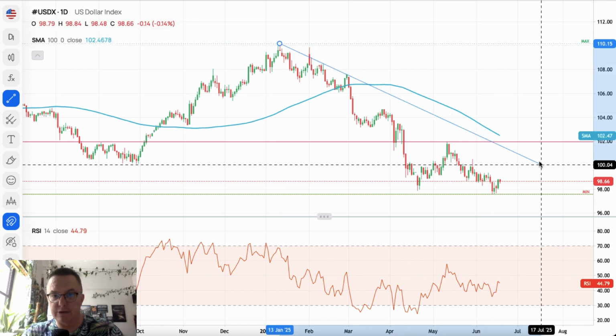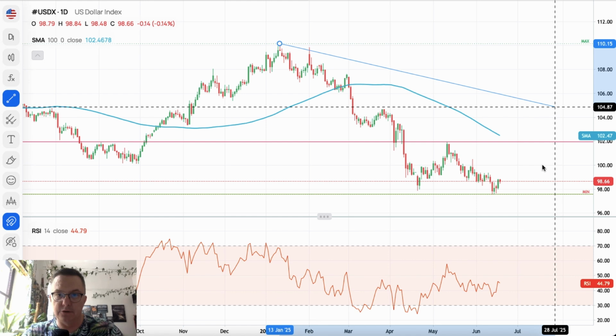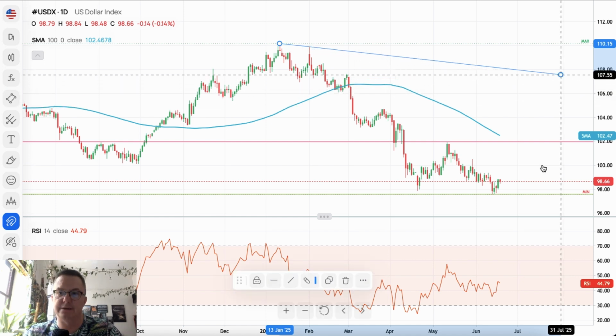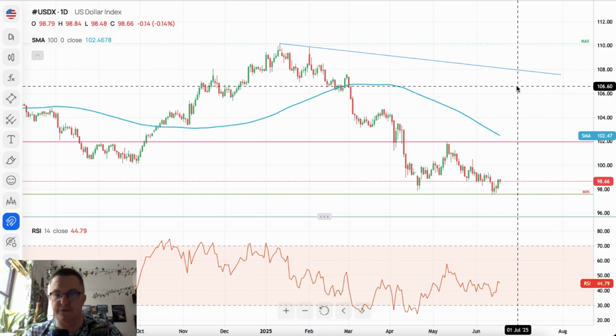Now, where is our trend line? We can place our trend line here, but it's not really helpful. We can place our trend line here, so we are far away from the trend line.